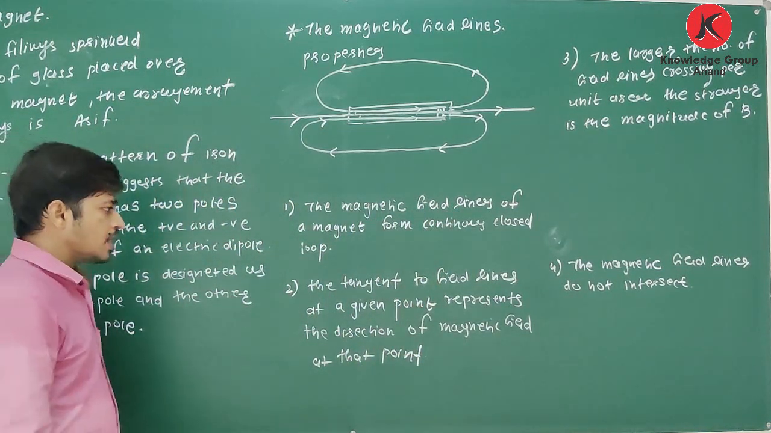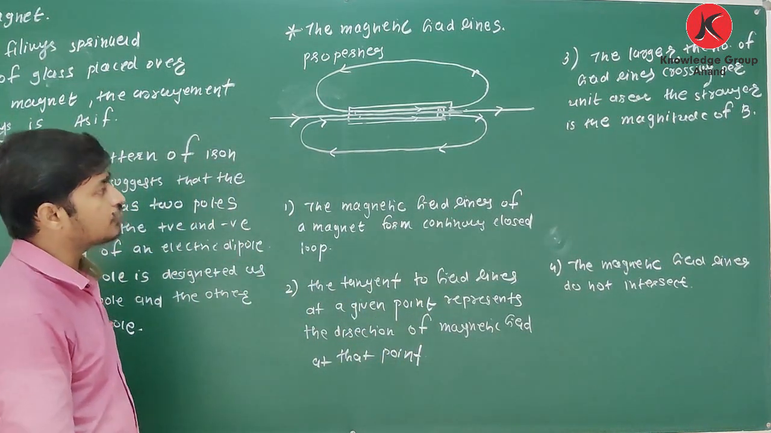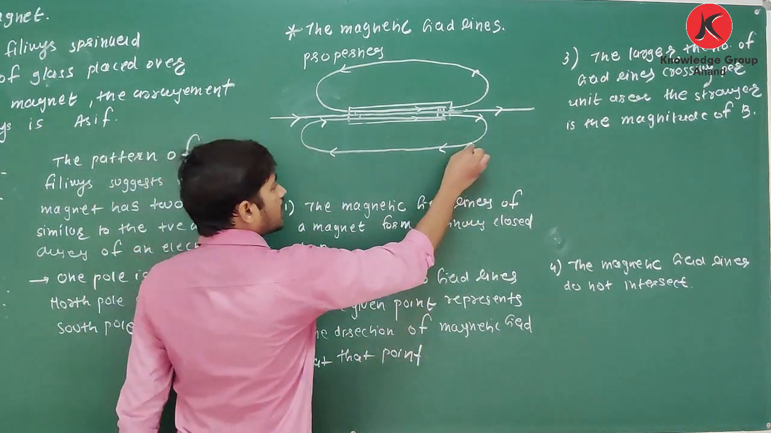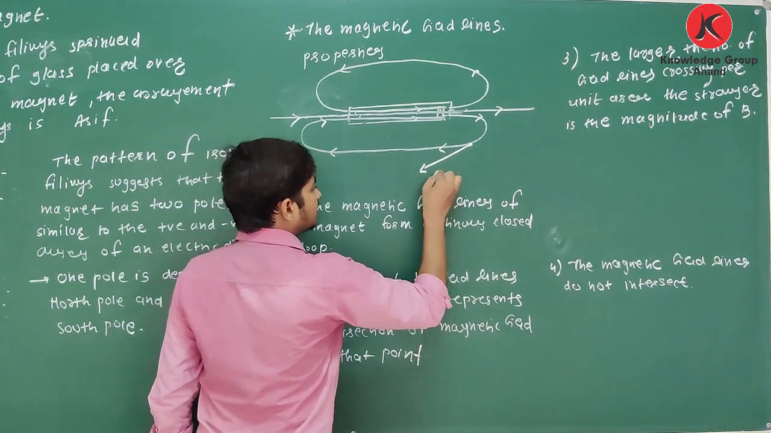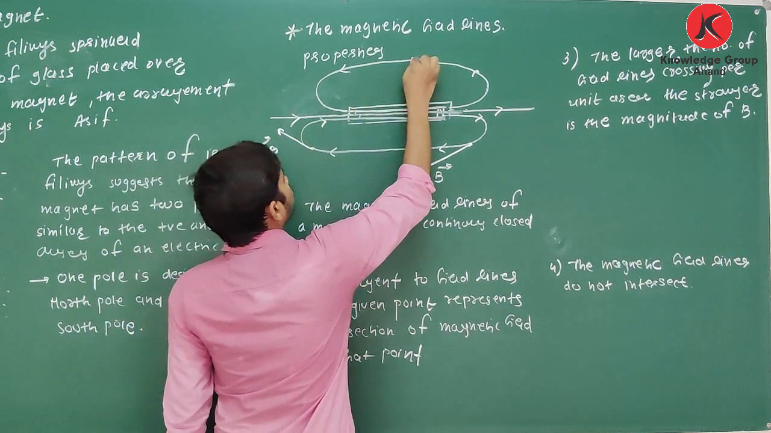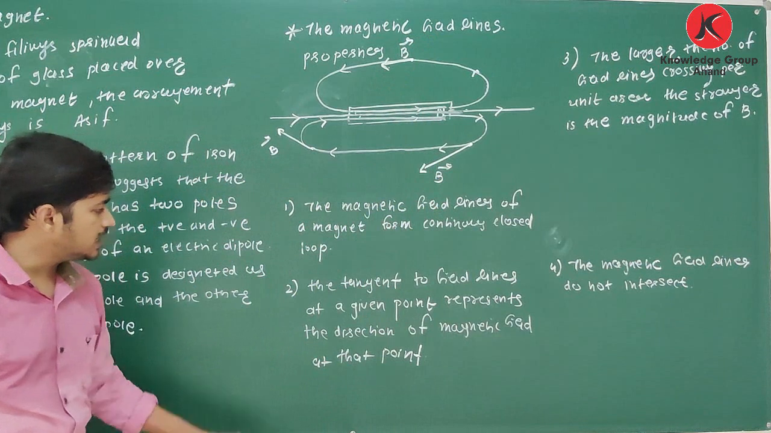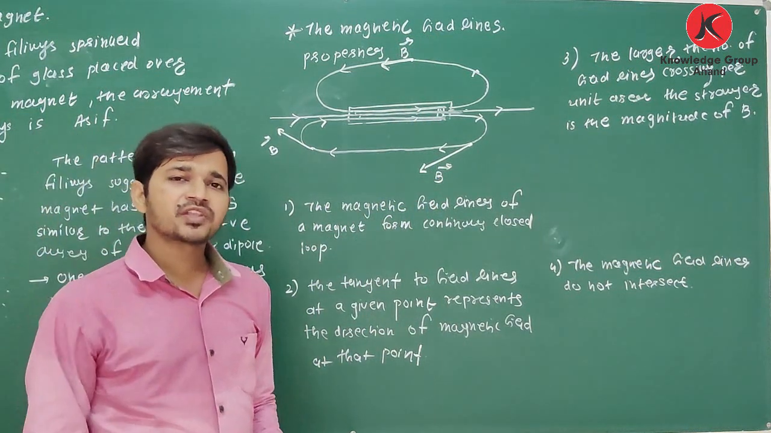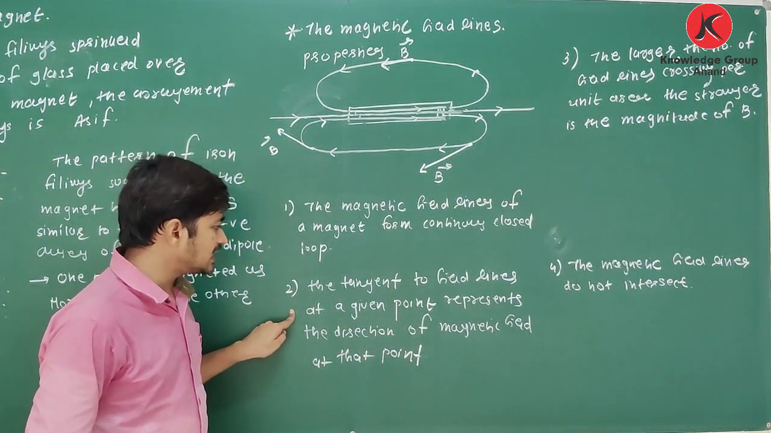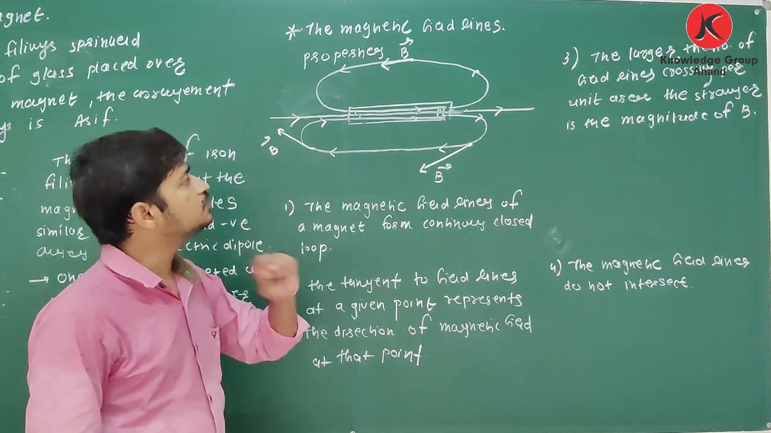Second point: the tangent to the field lines at a given point represents the direction of the magnetic field at that point. Suppose I want to find the direction of the magnetic field at this point, then it is in the direction of the tangent. Clear about this? Remember electric field lines: the tangent to the field lines at a given point represents the direction of the field at that point.